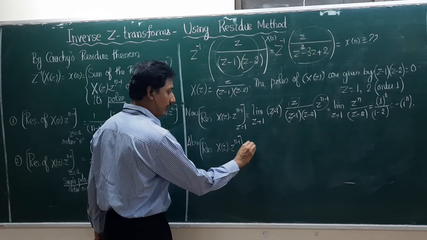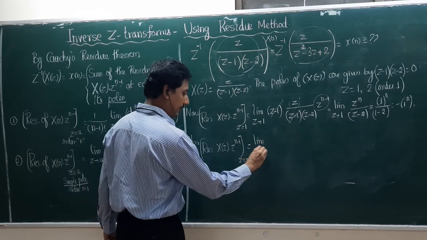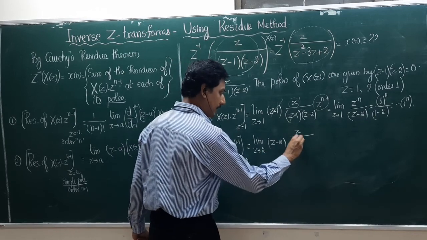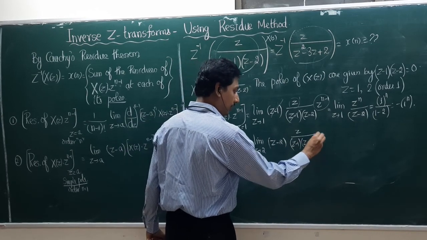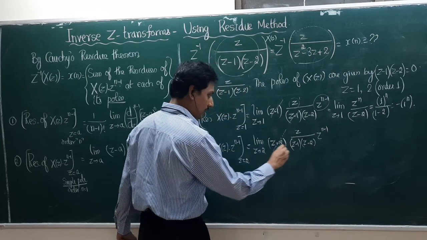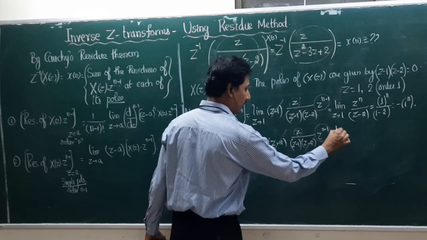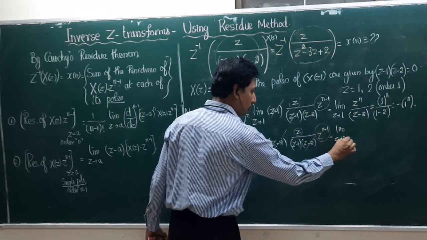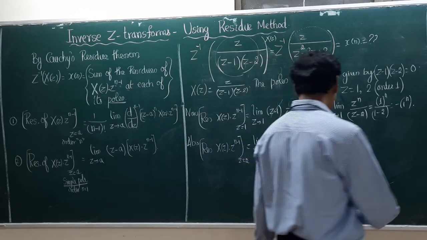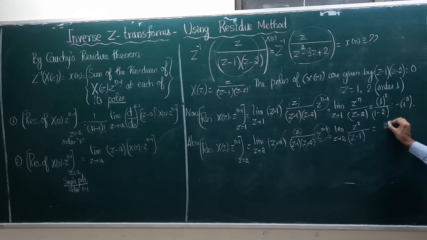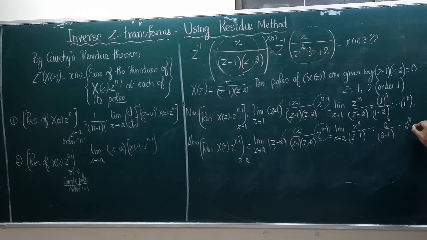Similarly, to determine the residue of X(z) at the second pole, z equal to 2 of order 1: the limit as z tends to 2 of (z minus 2) times X(z), where X(z) is z by (z minus 1)(z minus 2), times z^(n-1). So once again, the corresponding z minus 2 pole term will cancel. Combining z into z^(n-1), we get the limit as z tends to 2 of z^n by (z minus 1). Let us substitute z equal to 2: the numerator is 2^n, the denominator is 2 minus 1, which is 1, so the answer is 2^n.